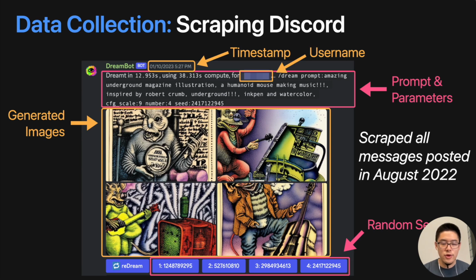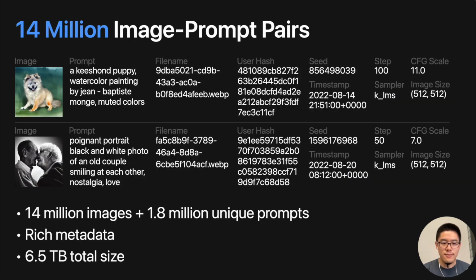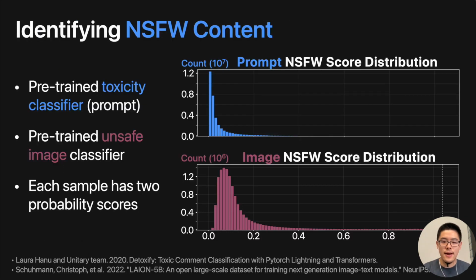By collecting all this information and putting it together, we have DiffusionDB with 14 million image-prompt pairs. For each pair, we have an image, the prompt, and also the metadata, such as the user's name. To protect privacy, we use a hash to encode the username, and we also include the hyperparameters used to generate those images. The whole DiffusionDB dataset totals 6.5 terabytes. Also notice there is some unsafe content in DiffusionDB, so we help future users filter out those unsafe images.